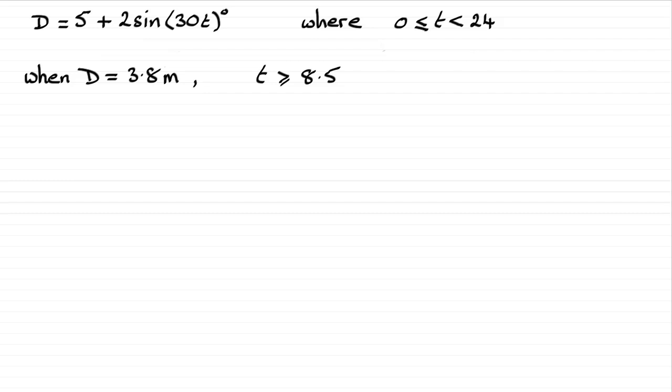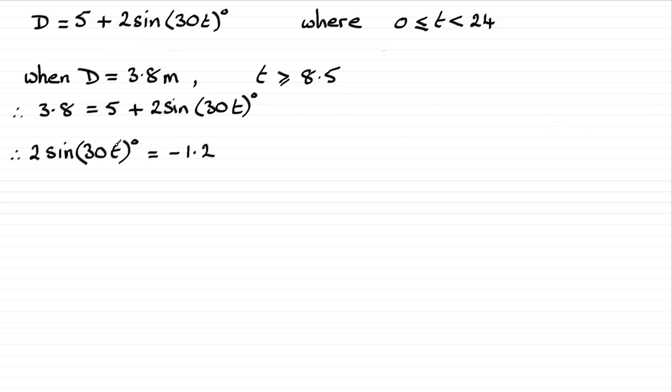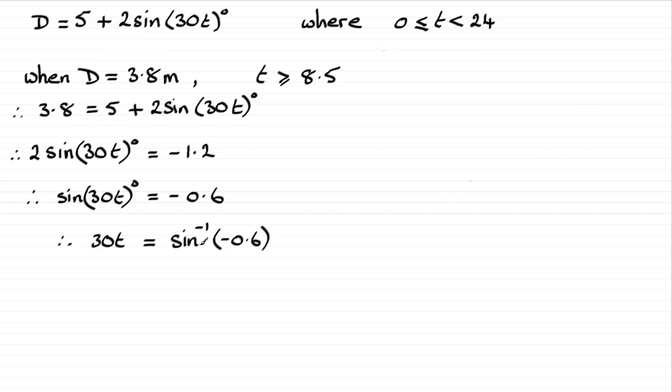So if you make that substitution then you're going to get this statement here, and just now take away 5 from both sides. That's going to leave 2 sine of 30t equals minus 1.2. Then divide both sides by 2. That's going to give you the sine of 30t equals minus 0.6. And then we need to take the inverse sine of both sides, giving us 30t equals the inverse sine of minus 0.6. And at this point, I'm going to draw a quadrant diagram.